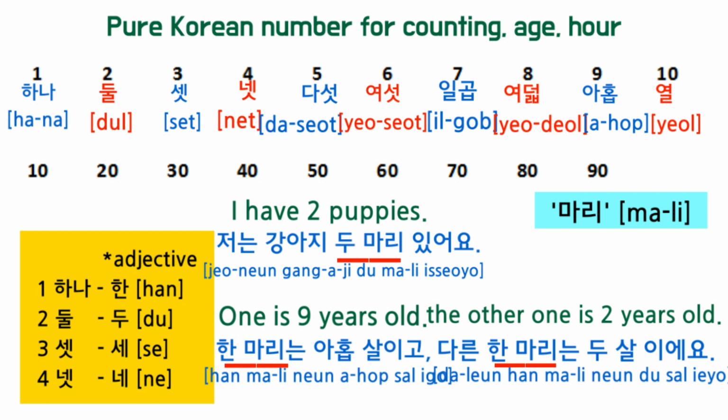Did you find any difference between English and Korean? In English, they say the number first before an object, like 2 dogs. But in Korean, we say the object first before the number, like 강아지 2마리.